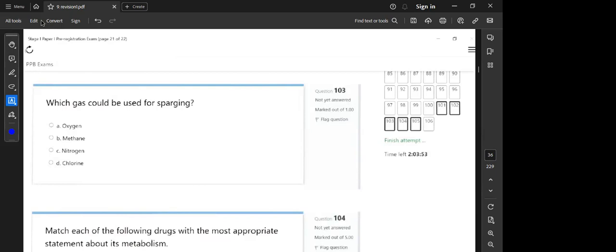Nitrogen. I don't know if the others are used for sparging. I've just heard nitrogen is used. Just as an addition, you can also use carbon dioxide and argon. Argon. Oh, okay. So nitrogen, carbon dioxide, and argon. Thank you.